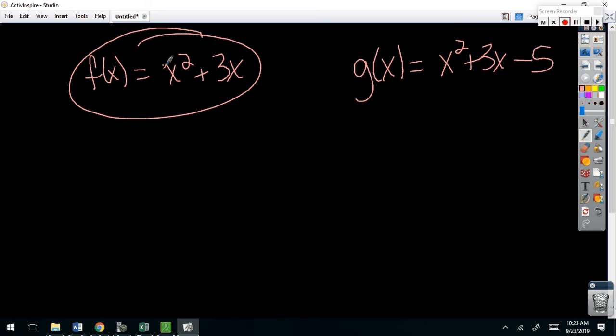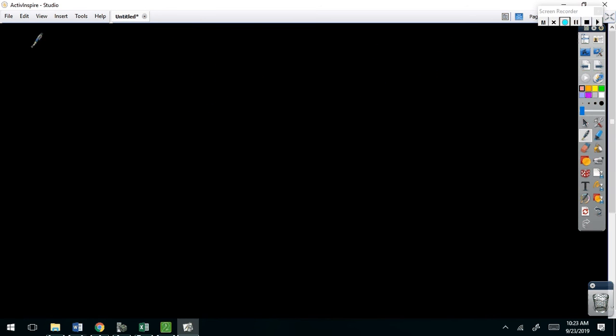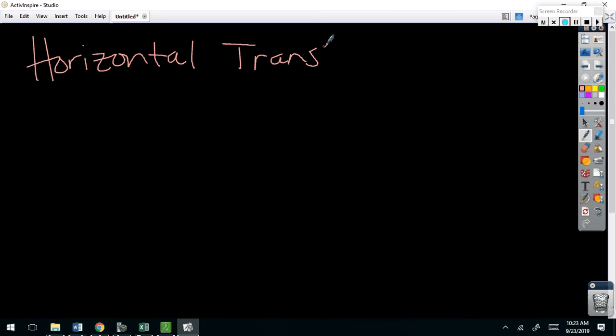I'm fixing to show you that. All right, everybody okay on vertical shifts? All right, let's do horizontal shifts because y'all are just antsy to get there. Horizontal translations.